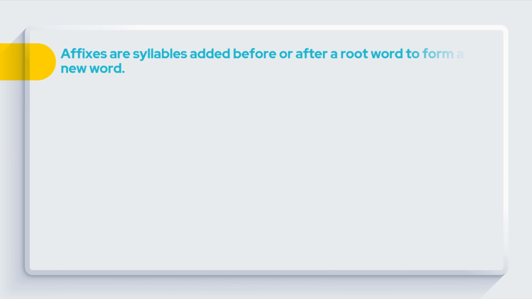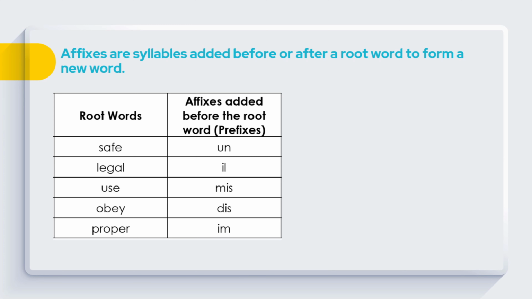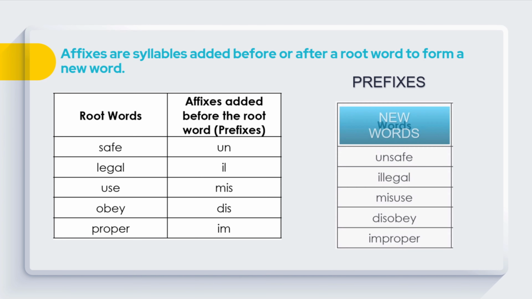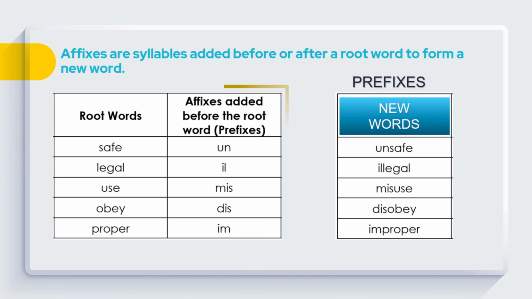Affixes are syllables added before or after a root word to form a new word. The affixes added before the root word are called prefixes, like un, il, mis, dis, and im. So the word safe becomes unsafe. The word legal becomes illegal. The word use becomes misuse. The word obey becomes disobey. And the word proper becomes improper.